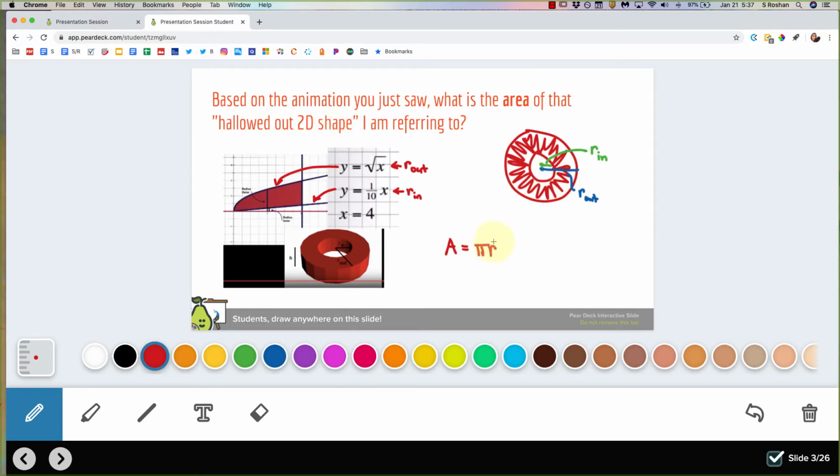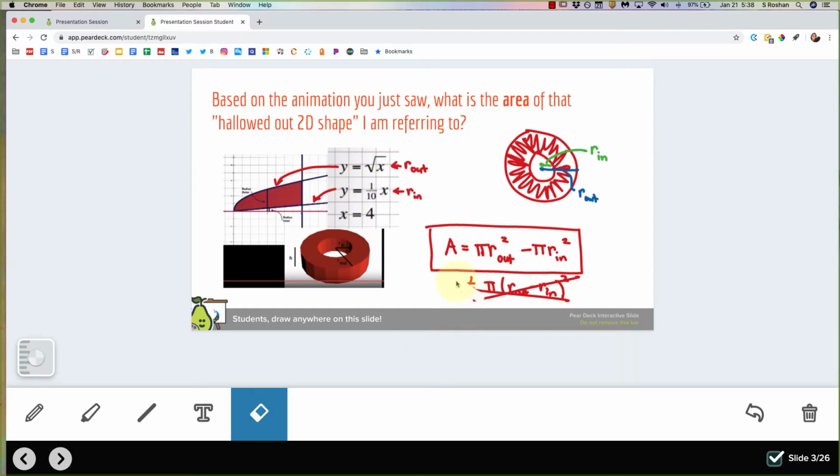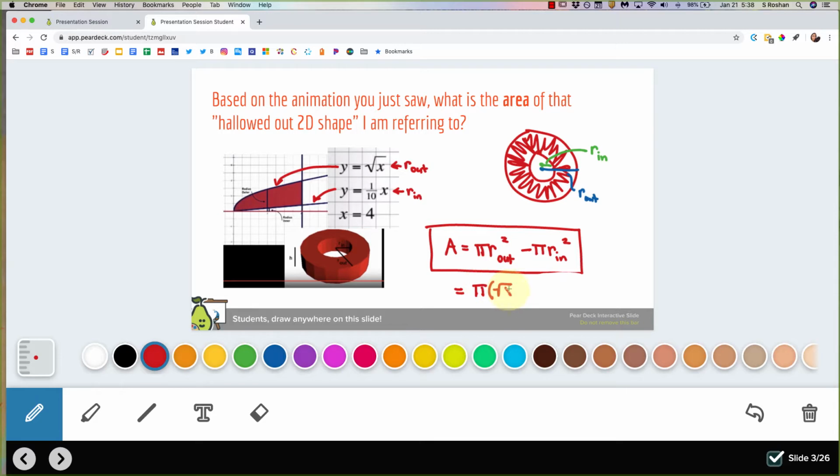So pi radius outer squared minus pi radius inner squared. Notice this is not the same as pi times radius outer minus radius inner, the whole thing squared. That's not what we're going for. We really need the big circle minus a small circle. So this is what we're going for. And if we use the equations that we have, let me just erase this part, then we have pi root x squared minus pi 1/10 x squared. And I'm just going to leave it like that for this problem.